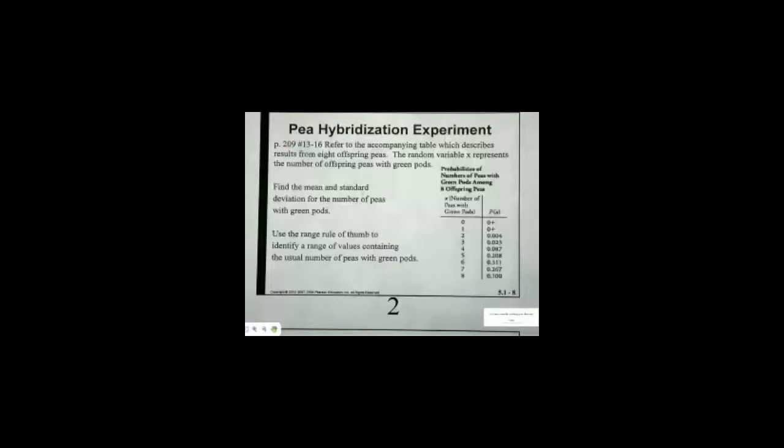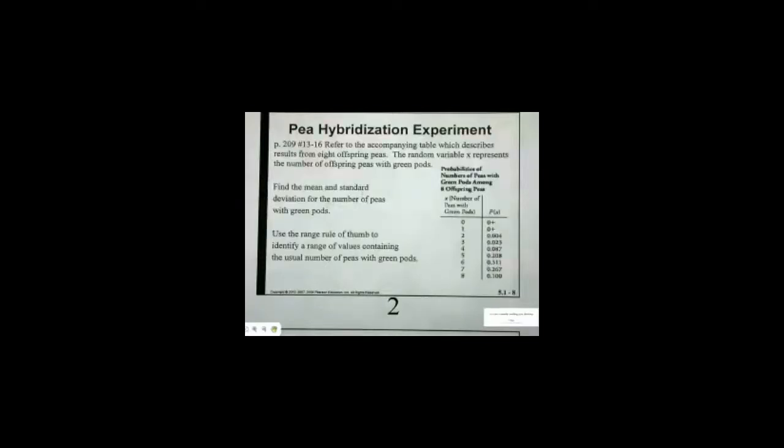Would you be shocked if you went out in the garden with Gregor Mendel some morning and grabbed 8 peas and none of them had green pods? Would that be shocking? That's unheard of. Not impossible, but highly, highly unlikely. It's highly unlikely that only one of them would have green pods.